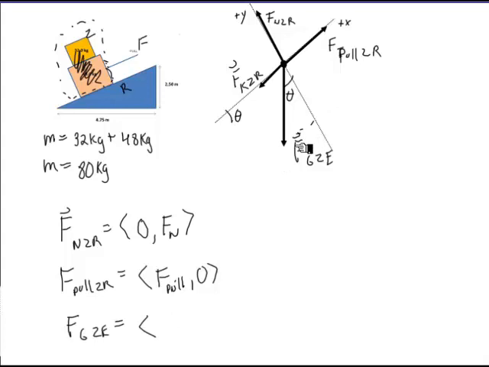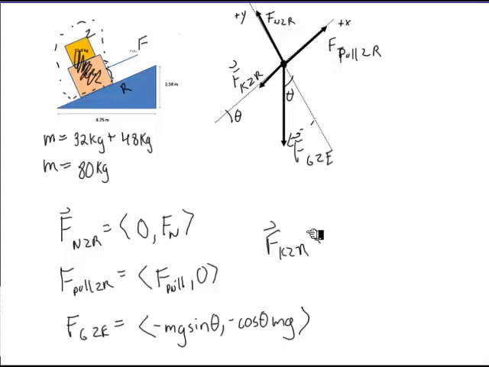Again, this component is going to be negative because it points down the ramp, so negative mg sine theta, comma, negative cosine theta mg. Obviously, the order of multiplication doesn't matter. And then, what am I missing? Fk. So Fk on Z from R.